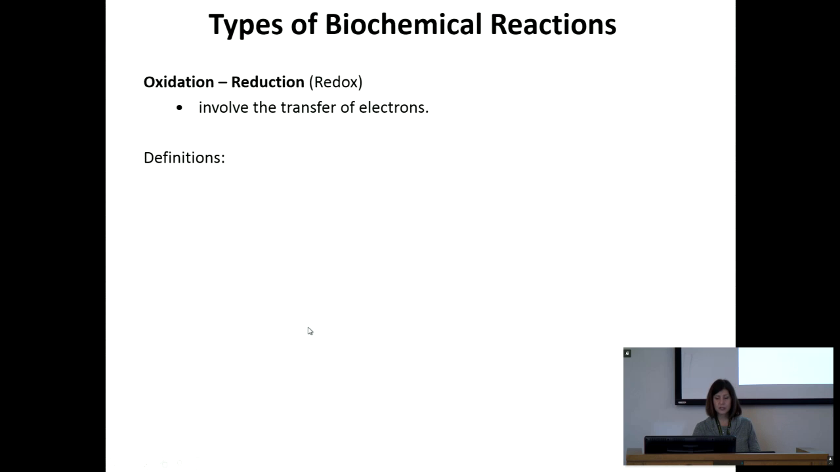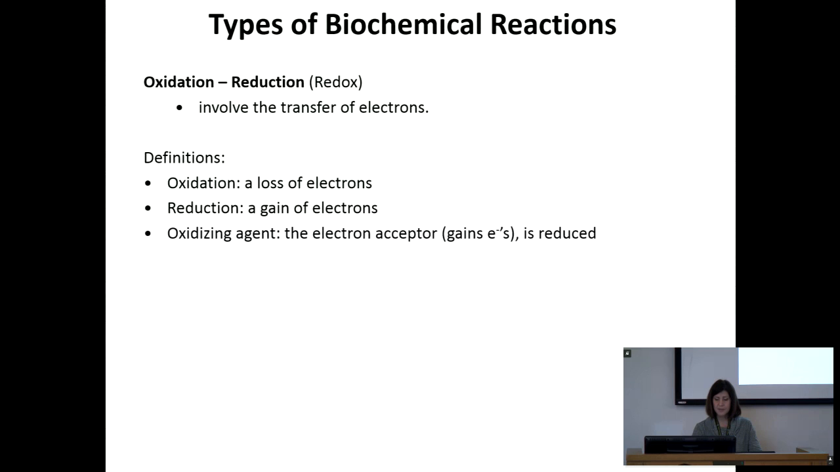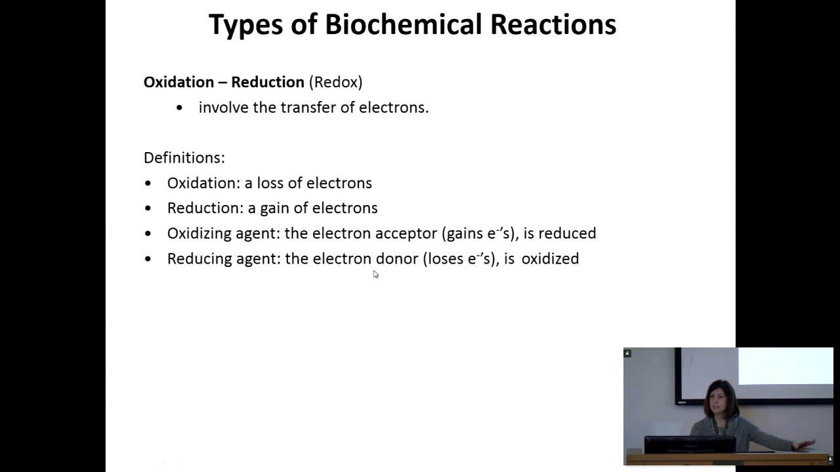They are involved in the transfer of electrons. We already talked about that. Remember, Leo goes GER. We didn't talk about oxidizing agent and reducing agent. But one thing that's very important is that you recognize that you do not have an oxidation without a reduction. So if you lose electrons, something else has to gain them.